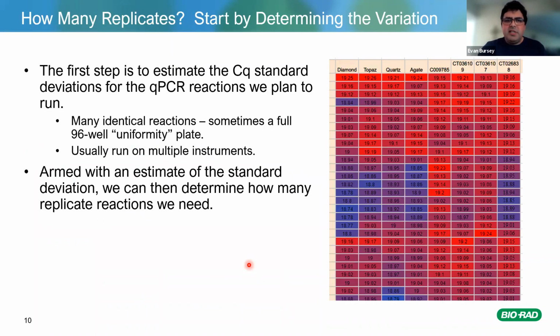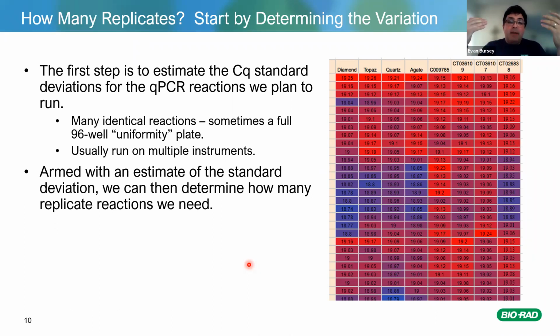After we select the amplicon and the DNA concentrations that we're going to use and so on, our first step is to try to understand the variation in the system. So we'll set up a whole bunch of identical qPCR reactions, sometimes as much as a full 96-well plate. We'll call that a uniformity plate. And we'll run those reactions on a bunch of different instruments.